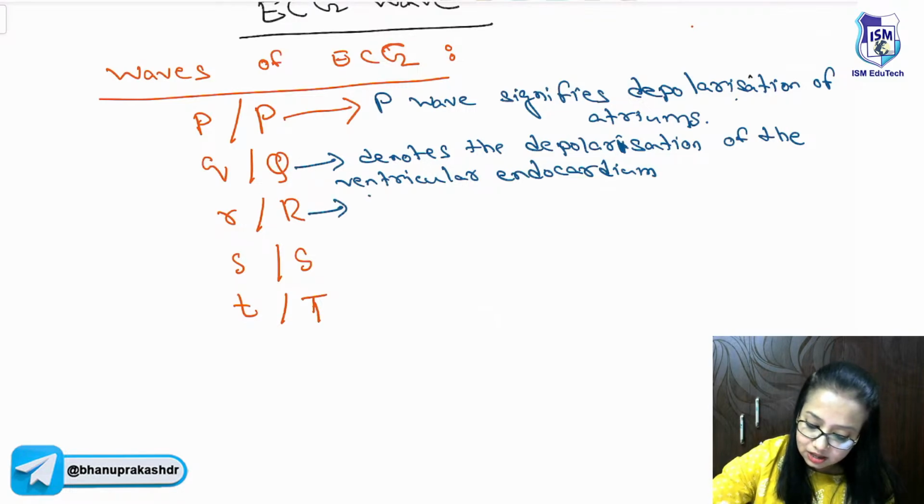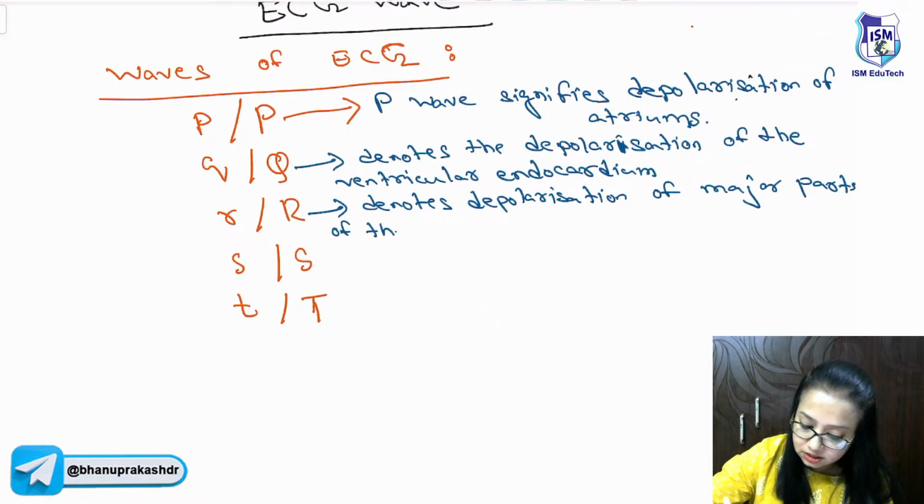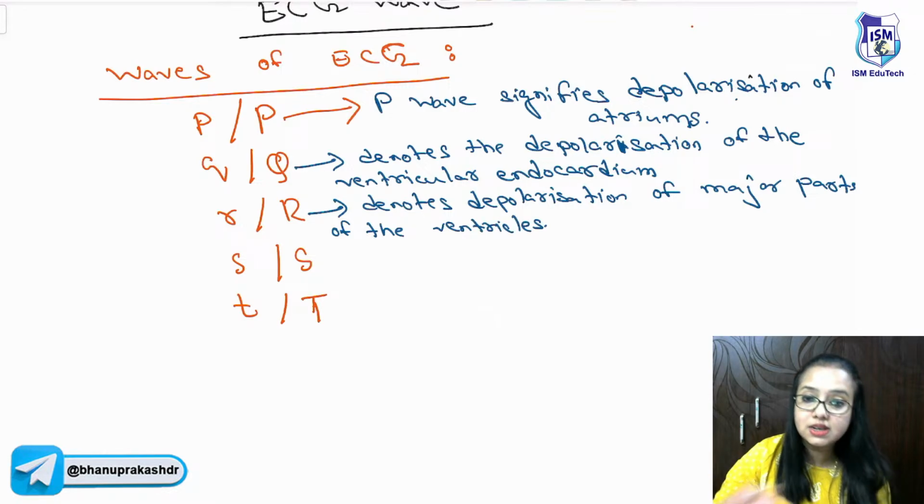R. R denotes depolarization of major parts of the ventricles. So the major part of the ventricle, the main mass of the ventricle, when it gets depolarized, as we studied in the last lecture on Saturday night. So that is what the R wave is.